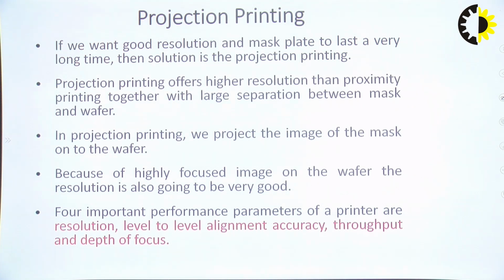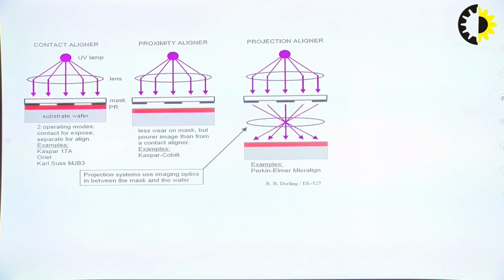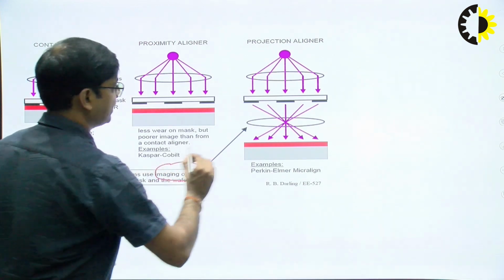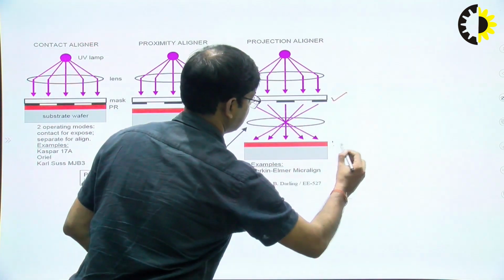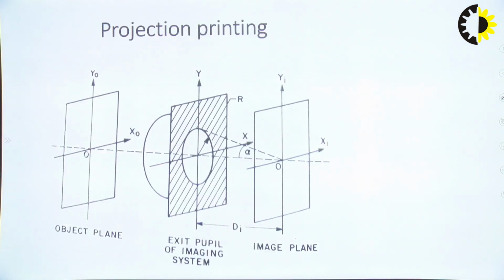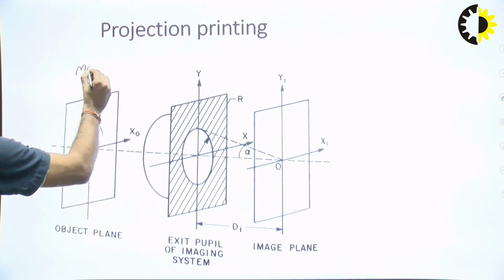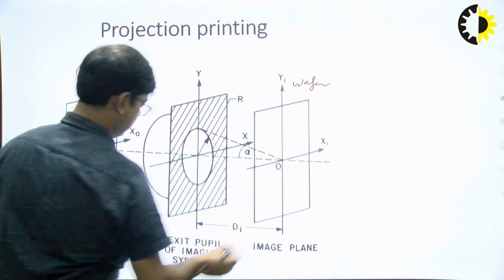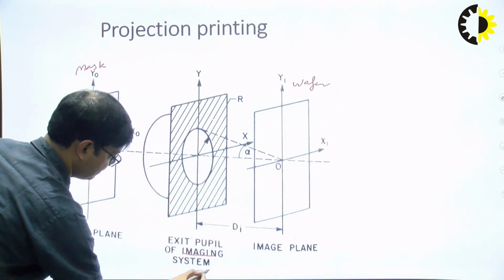And lastly, we have projection printing. Projection printing gives you the benefits of higher resolution and, at the same time, greater mask life. In projection printing, we can see we are using some imaging optics in between the mask and the wafer. This is our mask, this is our wafer, and in between there is the imaging system.